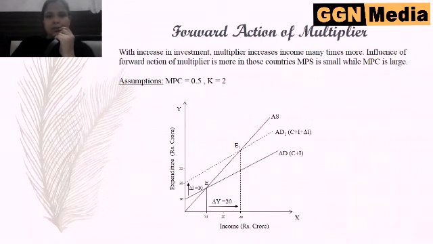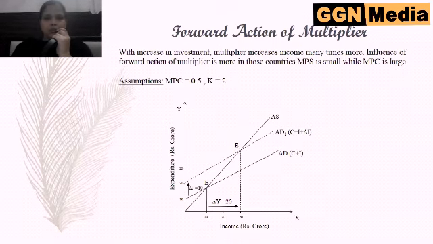Forward action of multiplier means with increase in investment, multiplier increases income many times more. The influence of forward action of multiplier is more in those countries where MPC is large. It means marginal propensity to consume is large and marginal propensity to save is small. Here we assume that MPC is equal to 0.5. As a result, if you apply the formula K is equal to 1 upon 1 minus MPC, the multiplier is equal to 2.